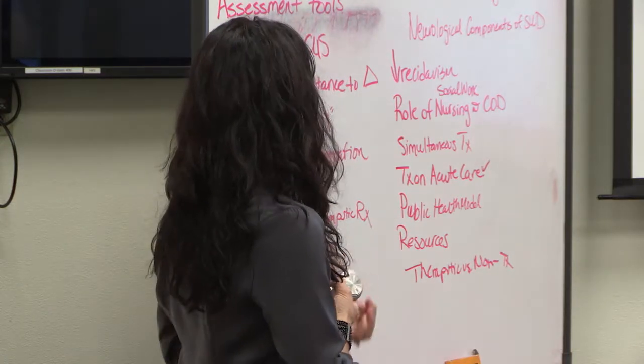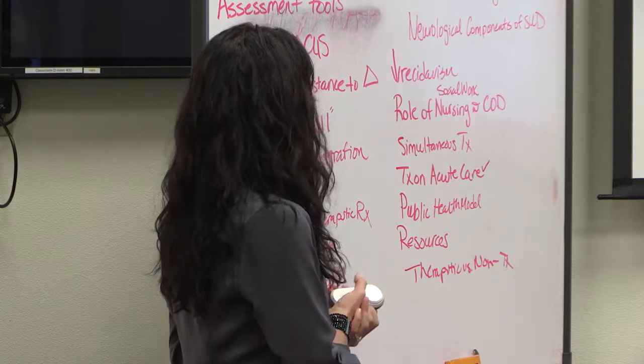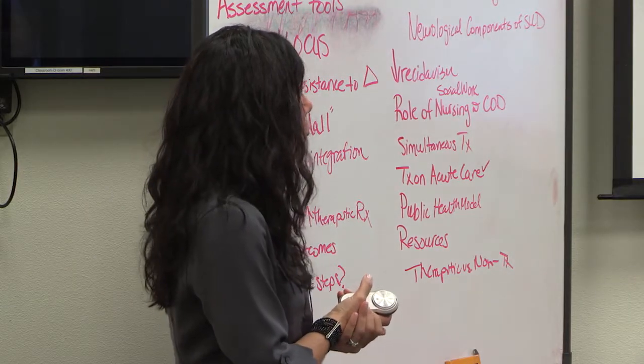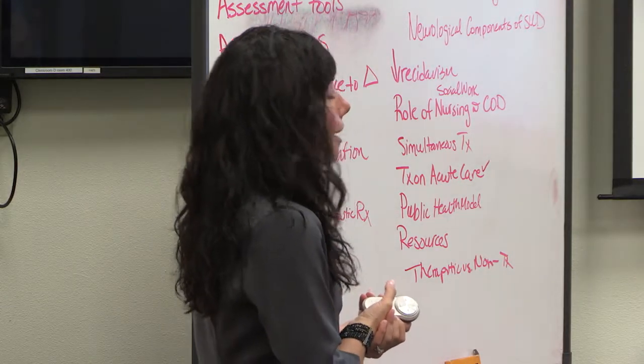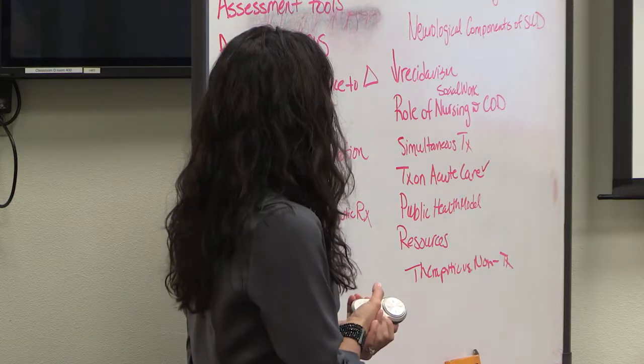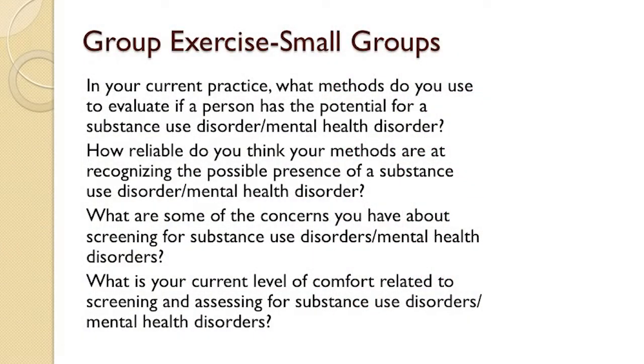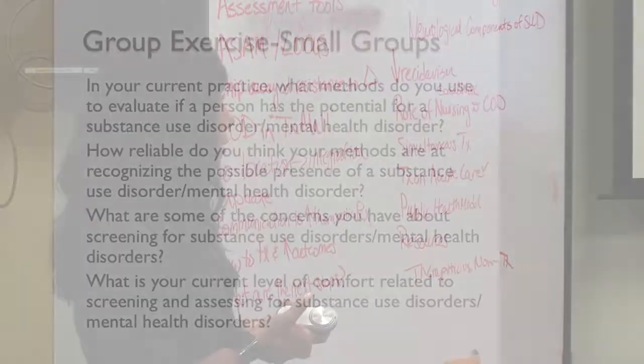So in your current practice, what methods do you use to evaluate if a person has the potential for a substance use disorder and a mental health disorder? How reliable do you think your methods are at recognizing the possible presence of a substance use disorder and a mental health disorder? What are some of the concerns you have about screening for substance use disorders and mental health disorders? And what is your current level of comfort related to screening and assessing for substance use disorders and mental health disorders?